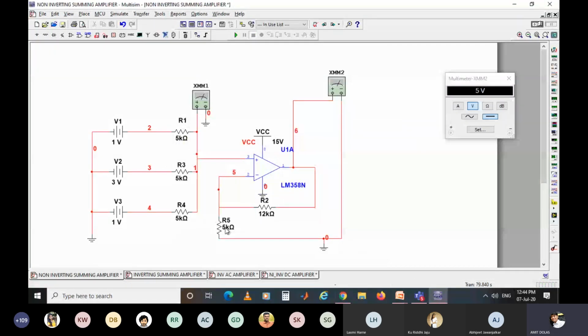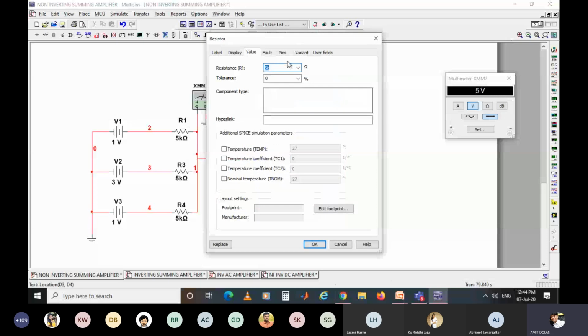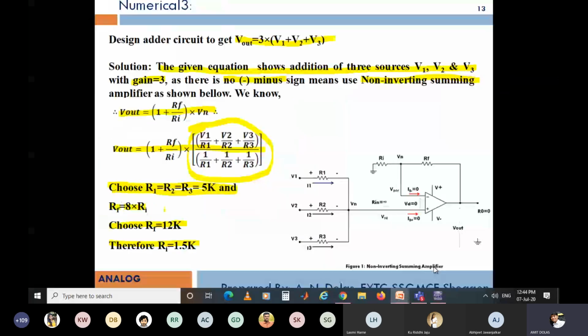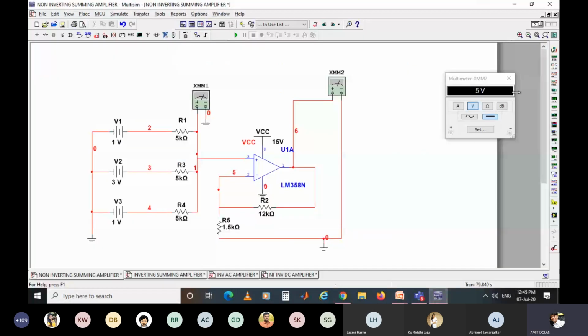12K. Accordingly, the input resistance Ri comes how much? 1.5K. So I made all the changes as per the PPT: all the resistances R1, R2 and R3 are equal to 5K, Rf is 12K and Ri is 1.5K. Later on, I'll simulate this.